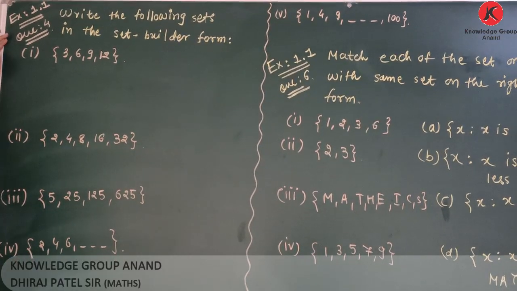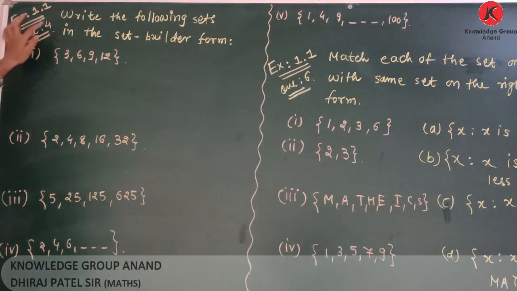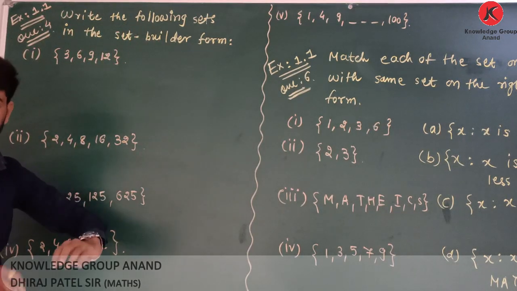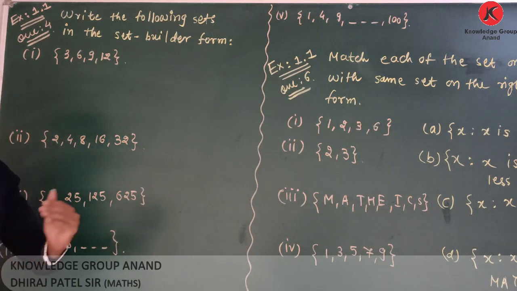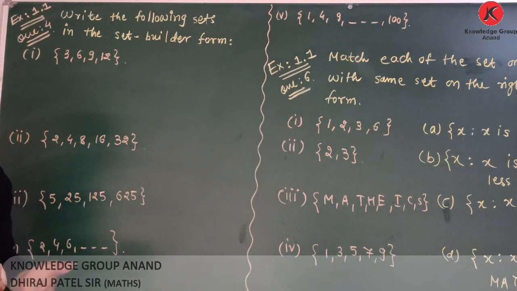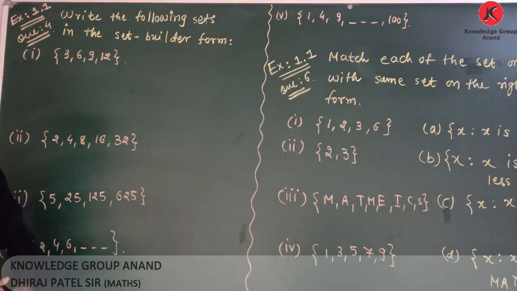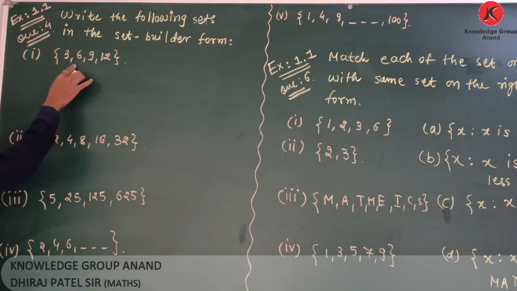Exercise 1.1 question number 4. Write the following sets in set builder form. There are many methods to represent the sets, and there are many solutions. See that. First question: 3, 6, 9, 12.